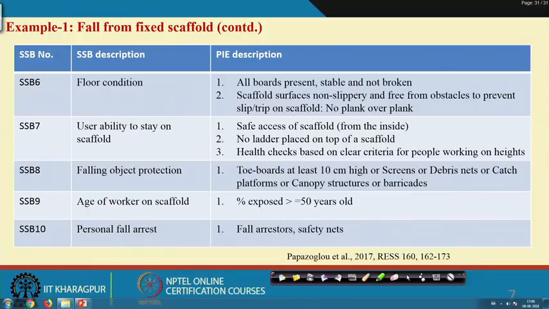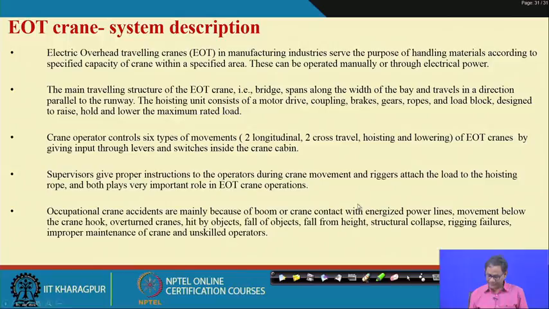Just to reinforce the idea further, we will see another example which we have taken from a manufacturing industry. What is this? We are considering electric overhead traveling cranes, and this is a crane which is used heavily in manufacturing industries, in quite large numbers. The purpose is handling material of specific capacity within a specified area. The crane is actually operated through electrical power, that is why electric overhead cranes.